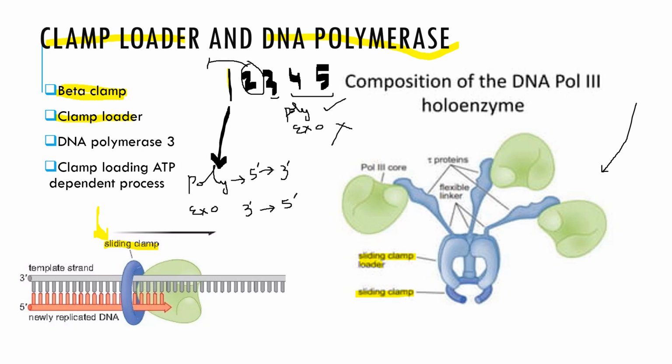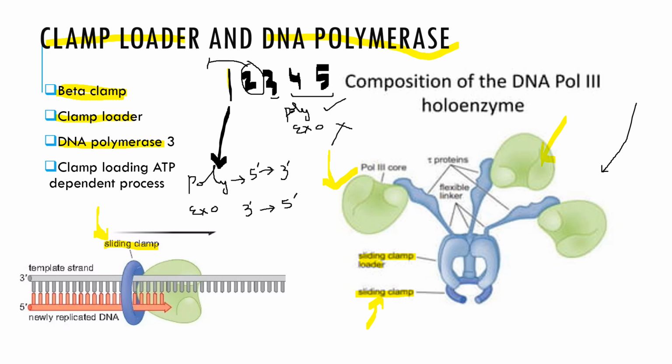And the third thing is the DNA polymerase, and here the DNA polymerase is present. As you can see in this diagram, there is a sliding clamp, and the sliding clamp is responsible for holding the DNA strand. Now the sliding clamp loader will provide the space for the attachment of polymerase 3. But for the attachment to the DNA strand, the sliding clamp is required. So this is the sliding clamp.